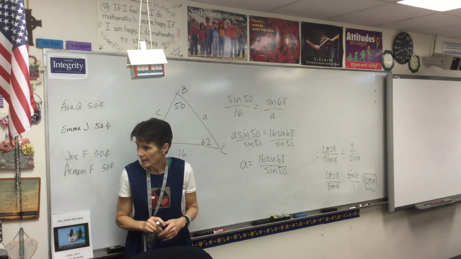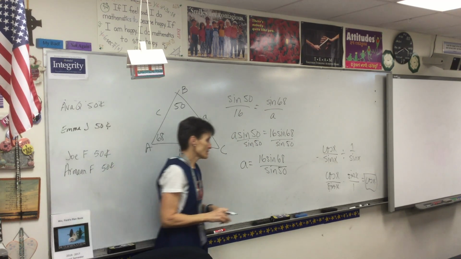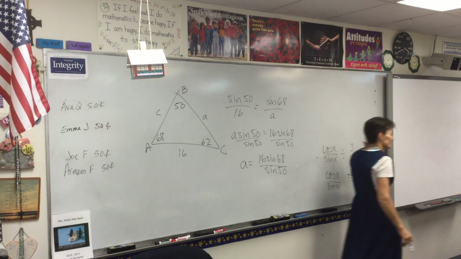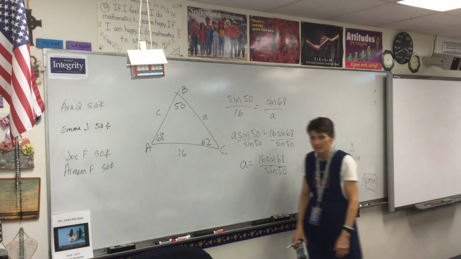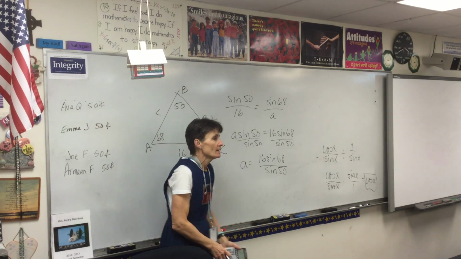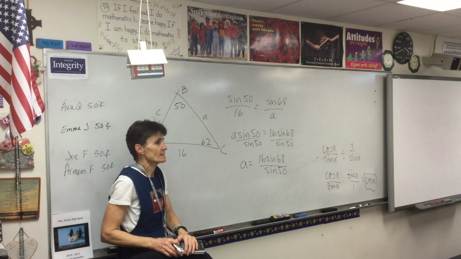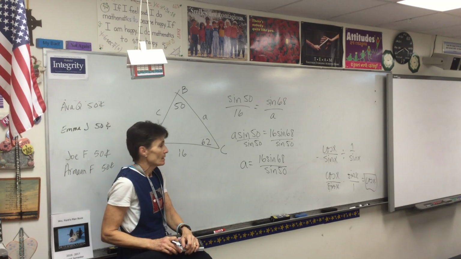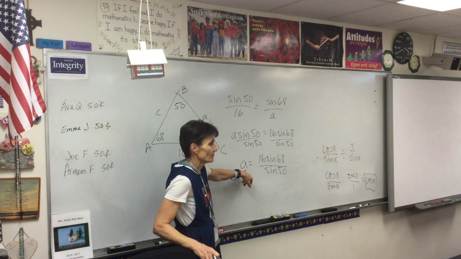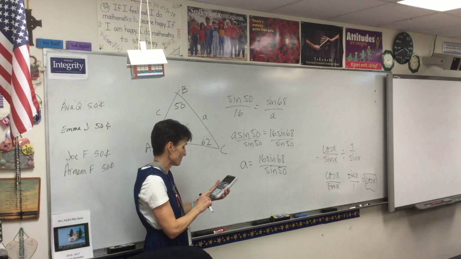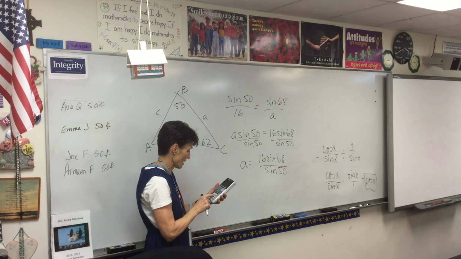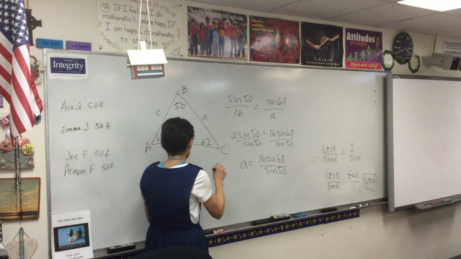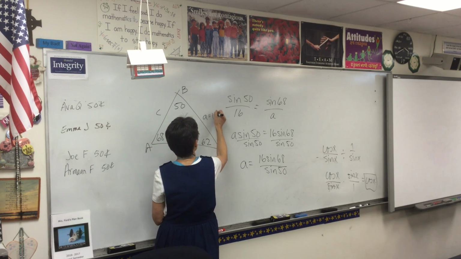Now yesterday I had kids asking me, Mrs. Ford, sometimes we second sine, sometimes we regular sine. How do we know? If the variable is the angle, you're going to second sine. Is this an angle? No, I know all my angles. I'm just going to type that in. So 16 sine 68 divided by sine 50. I got 19.37.